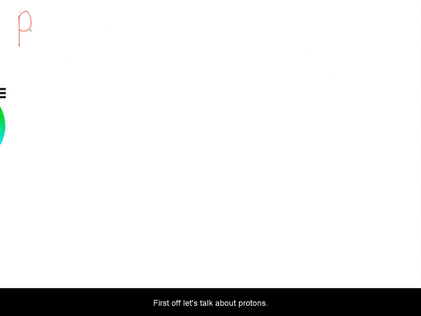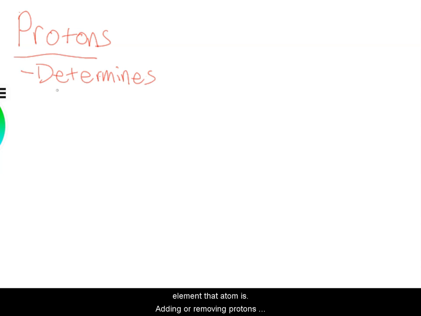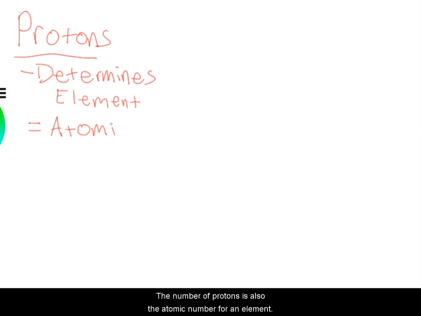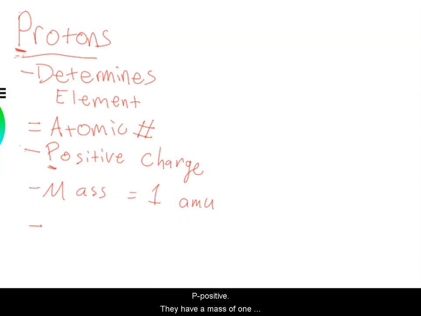First off, let's talk about protons. The number of protons in an atom determines what element that atom is. Adding or removing protons from an atom would change the element. The number of protons is also the atomic number for an element. Protons have a positive charge. Think P protons and P positive. They have a mass of 1 atomic mass unit, AMU, and are found in the nucleus.